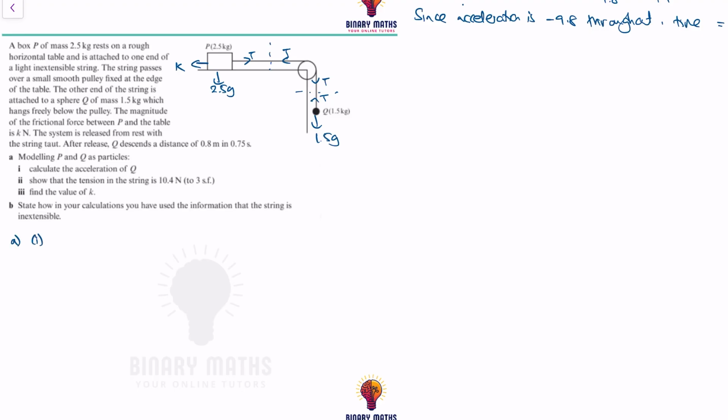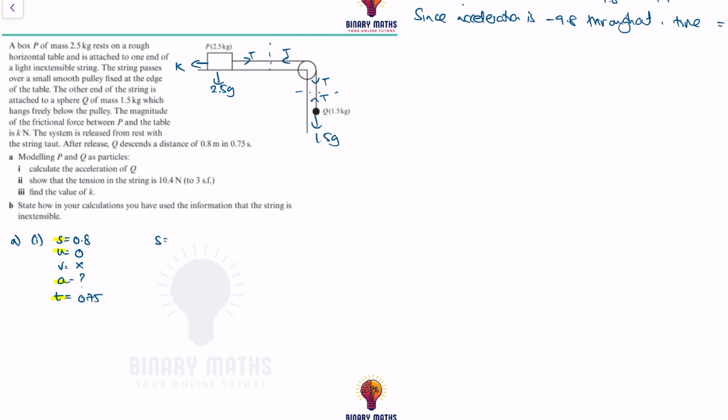Part 1. So if we set up a suvat for Q, we know it's descended 0.8 meters with initial speed of 0. We don't know a final speed. We're trying to work out the acceleration, and we know the time is 0.75 seconds to travel this distance. We've got S, U, A, and T.